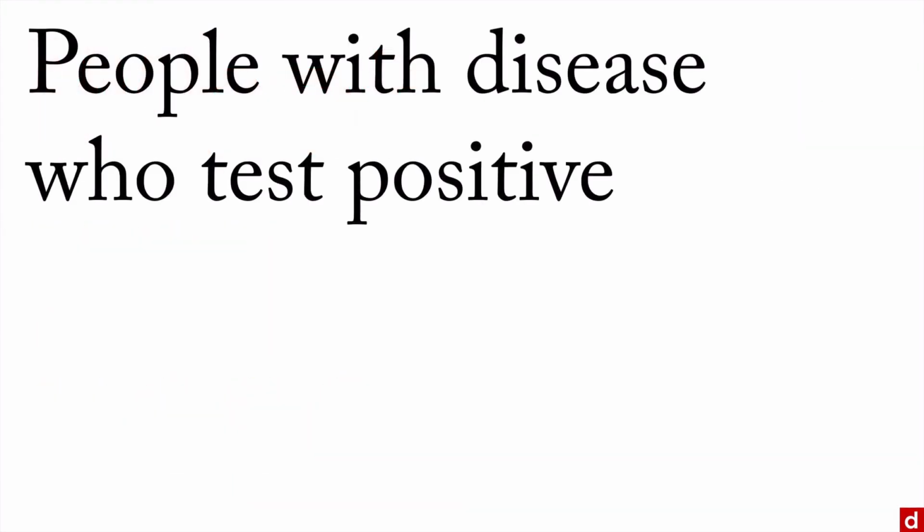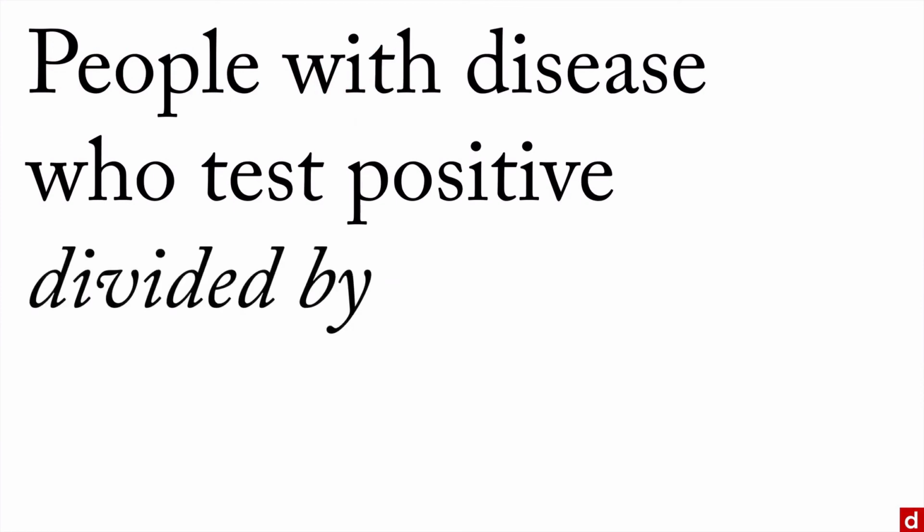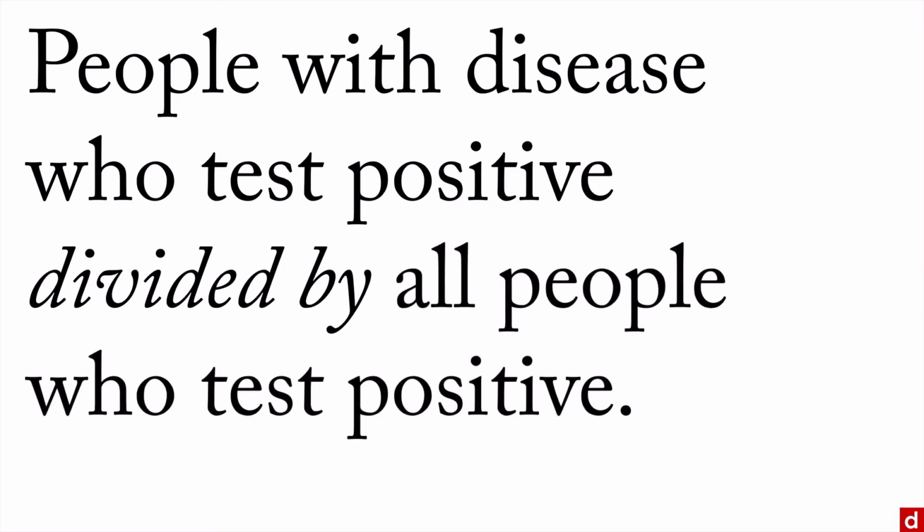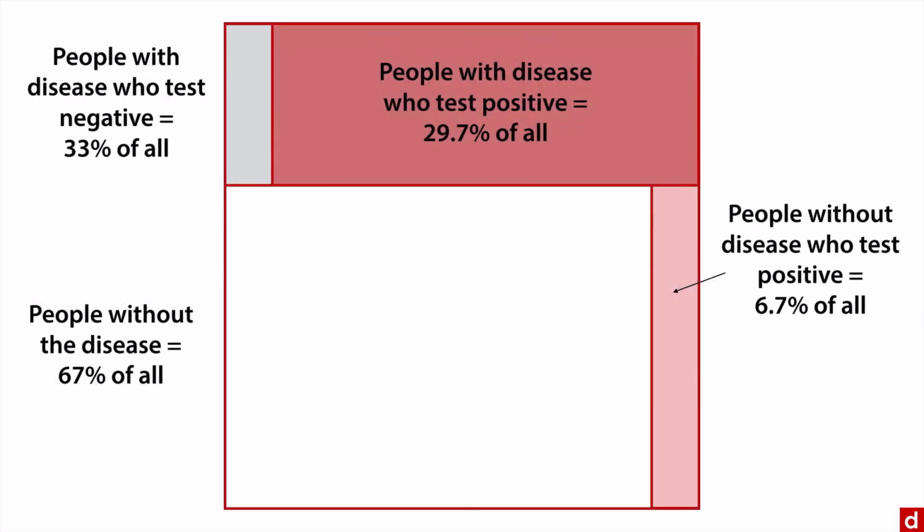What you need is the number of people with the disease who test positive divided by all people who test positive. Let's look at it this way. So here's our information. We've got 29.7% of all people are in this darker red box. Those are the people who have the disease and test positive. All right, that's good. And then we have 6.7% of the entire group. That's the people without the disease who test positive. So we want to do the probability of the disease.